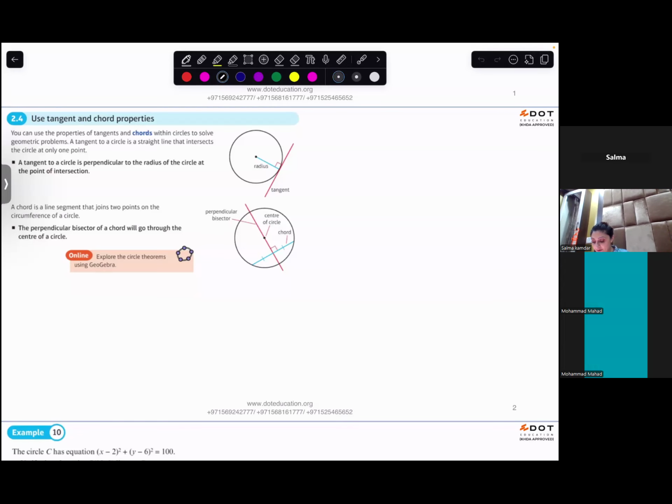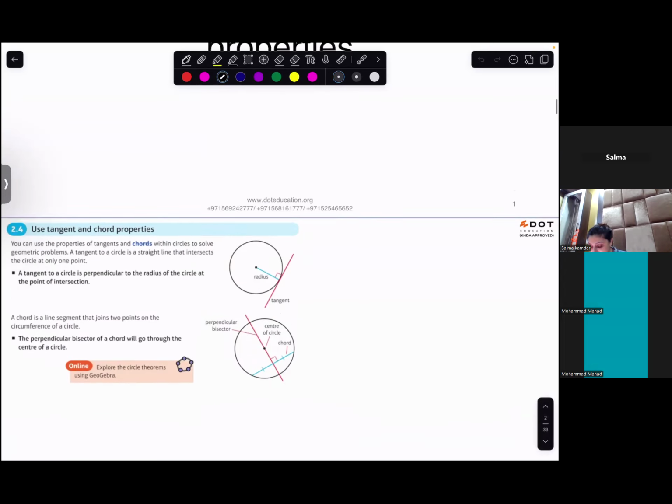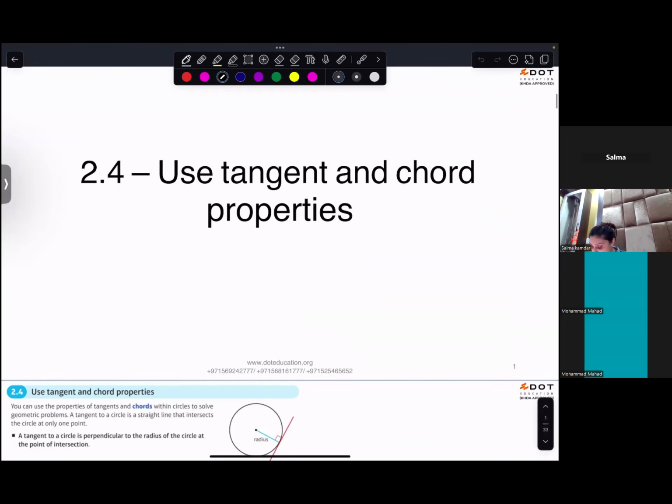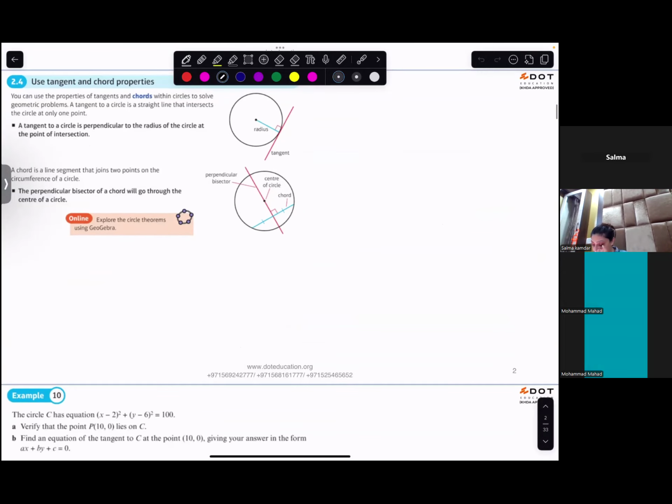This is Edexcel Pure Maths 2, IAL Accounting Exercise 2.4, Tangent and Chord Property.